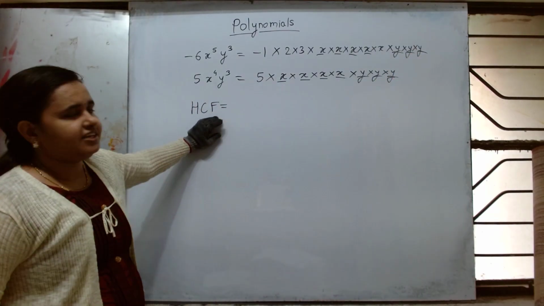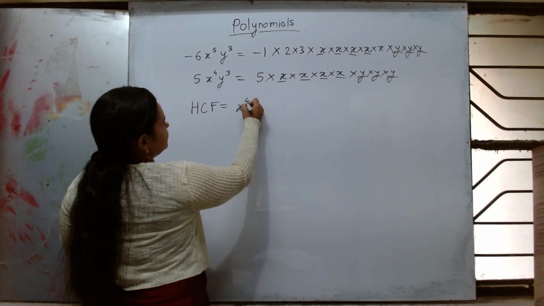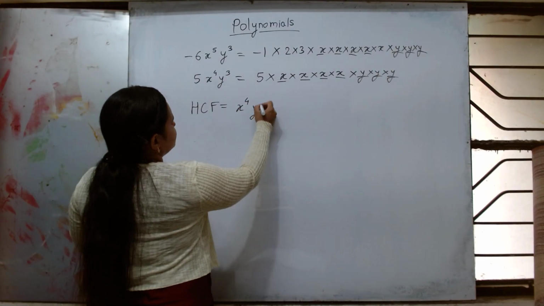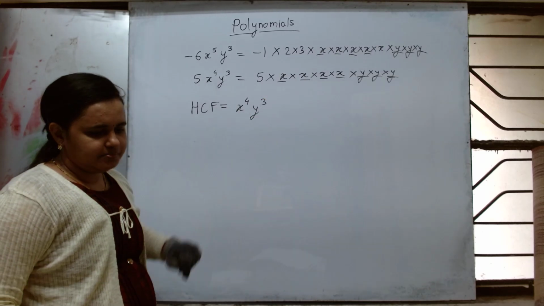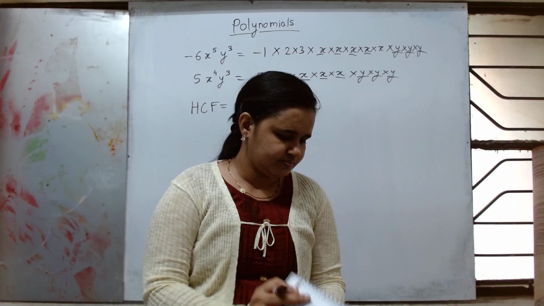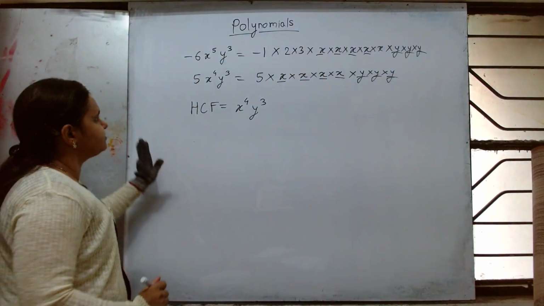So the HCF will be x 4 times common and y 3 times. So the HCF will be x to the power 4 y cube. The option number is third. Now the fourth one.